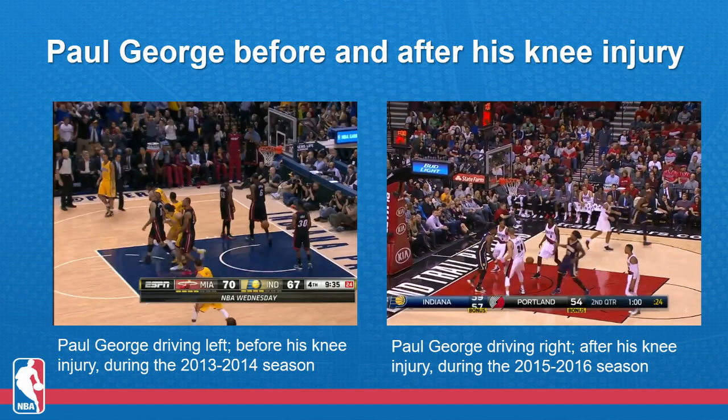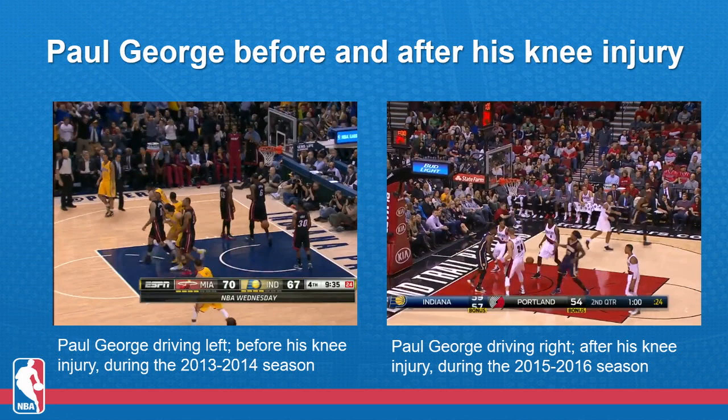Sorry for the short clips, but on the left, we see Paul George before his knee injury in 2014, driving to the left. And on the right, we see Paul George a full season removed from his knee injury, driving to the right. While these are specific instances of these plays, this begs the bigger question. Did Paul George change his style of play after his knee injury? And if so, how?